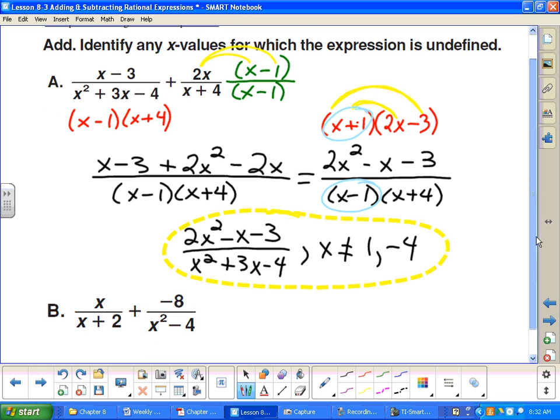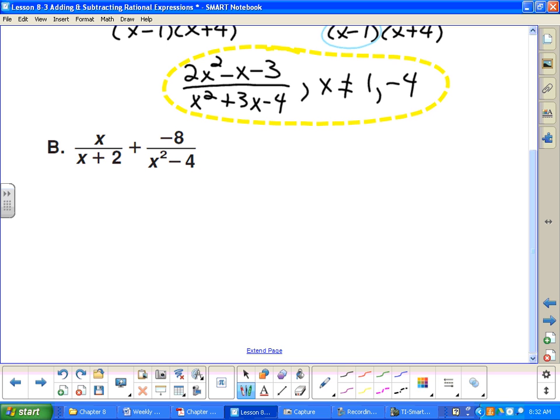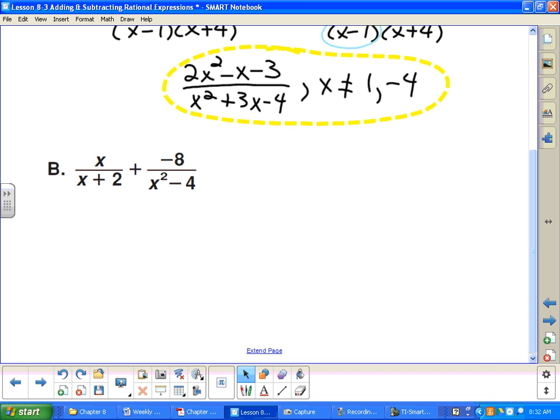All right, so let's try another one. I look at my denominators. They're not the same. So I factor any of the denominators that can be factored.